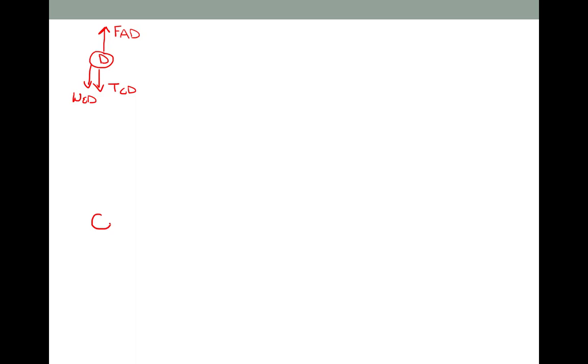On the package, oh, that's a P. It doesn't look like a P. Let's try again, shall we? On the package, I only have two forces. I have a tension from the cable on the package pulling upward, and I have the package's weight pulling downward.